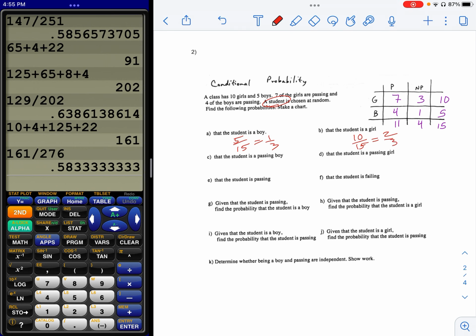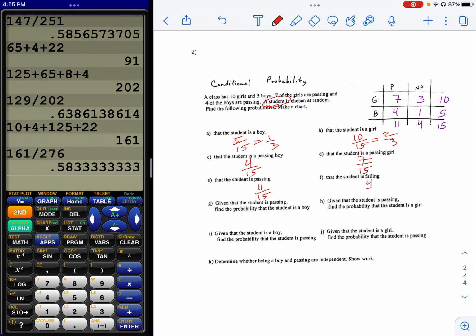The student is a passing boy. That's only referring to these 4 boys right there. So 4 out of 15. A passing girl, that is the 7 right there. The student is passing, so it doesn't specify boy or girl. So passing, we have 11.